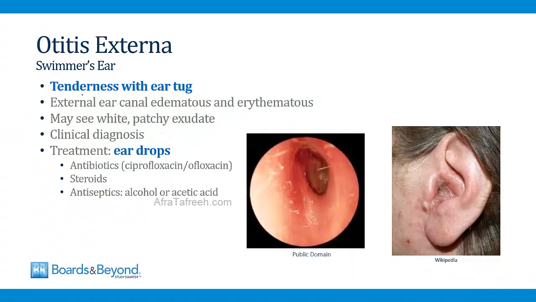Clinically, the child will have tenderness with an ear tug. That's a classic symptom. You can ask a child who has otitis externa to tug on his or her ear, and the child won't do it because they know how painful it is. You make the diagnosis clinically by examining the external ear canal.